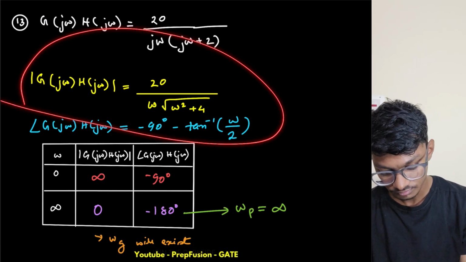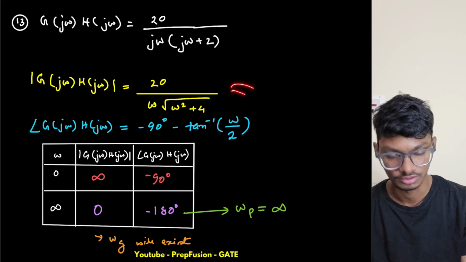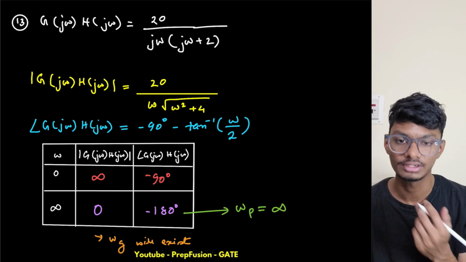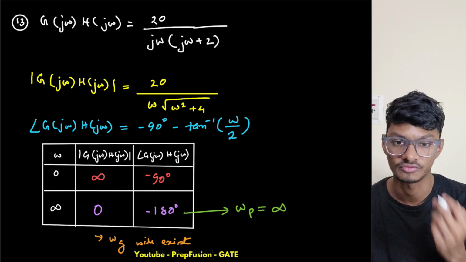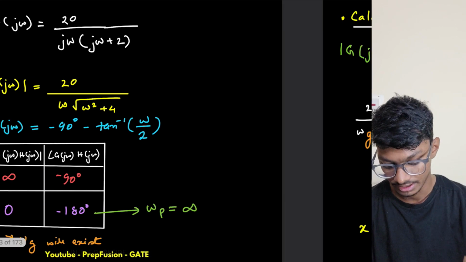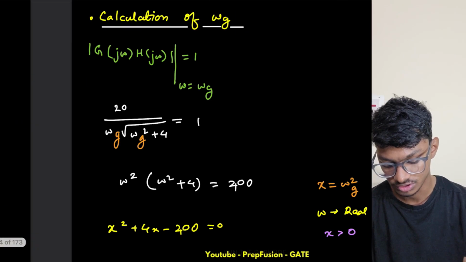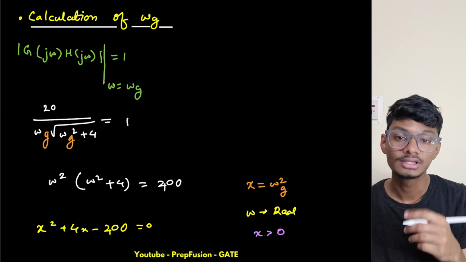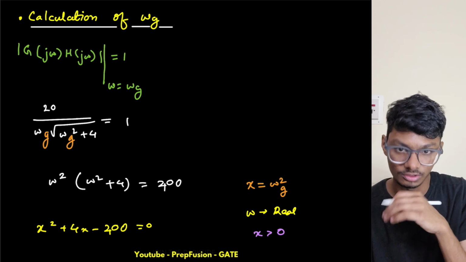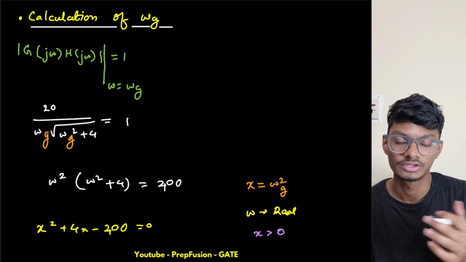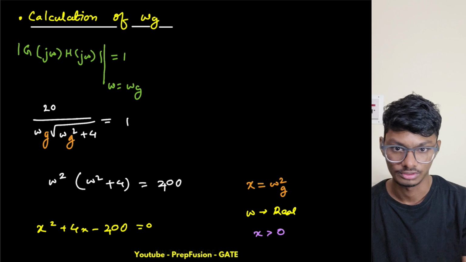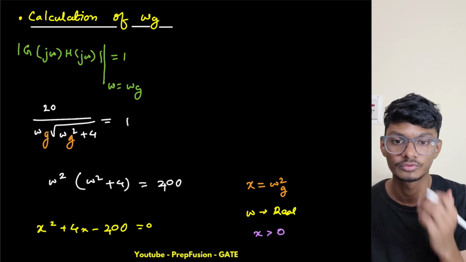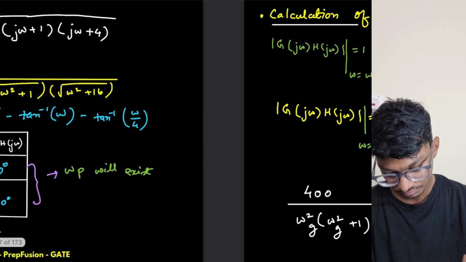Simple procedure: you make the magnitude of OLTF equal to 1 and you get omega GC directly. If you are not getting a valid omega GC, then the gain crossover frequency doesn't exist. And here you make the phase equal to minus 180 degrees, or there is a method 2 where you make the imaginary component 0. If you don't get a valid phase crossover frequency, then the phase crossover frequency won't exist. So that is it.